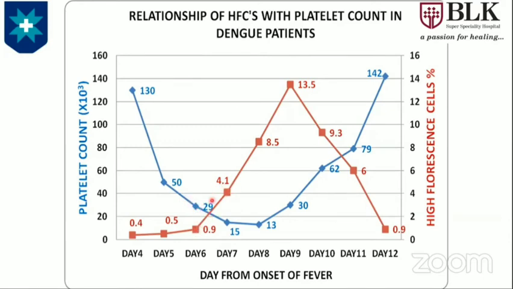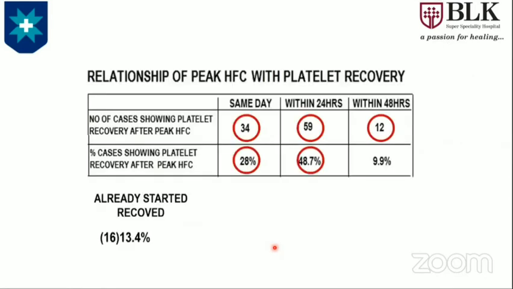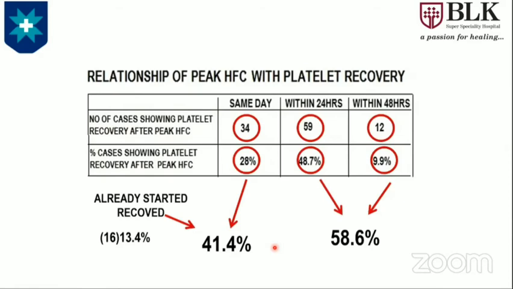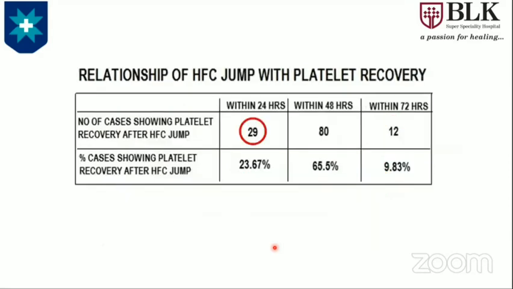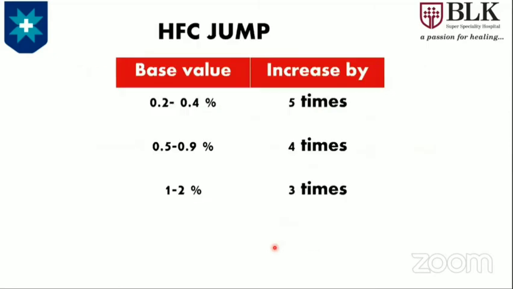The moment it jumps beyond a basal value, which is either 3, 5, or 7 times the basal value, we are able to predict that this person is eventually going to recover with respect to the platelets as well. This is a very interesting thing: a white cell showing you a recovery of the platelets. We found that with the peak HFC, you are able to detect the recovery in nearly 95 to 98% of cases. And with the jump, in almost 90% of the cases we were able to predict within 24 to 72 hours.